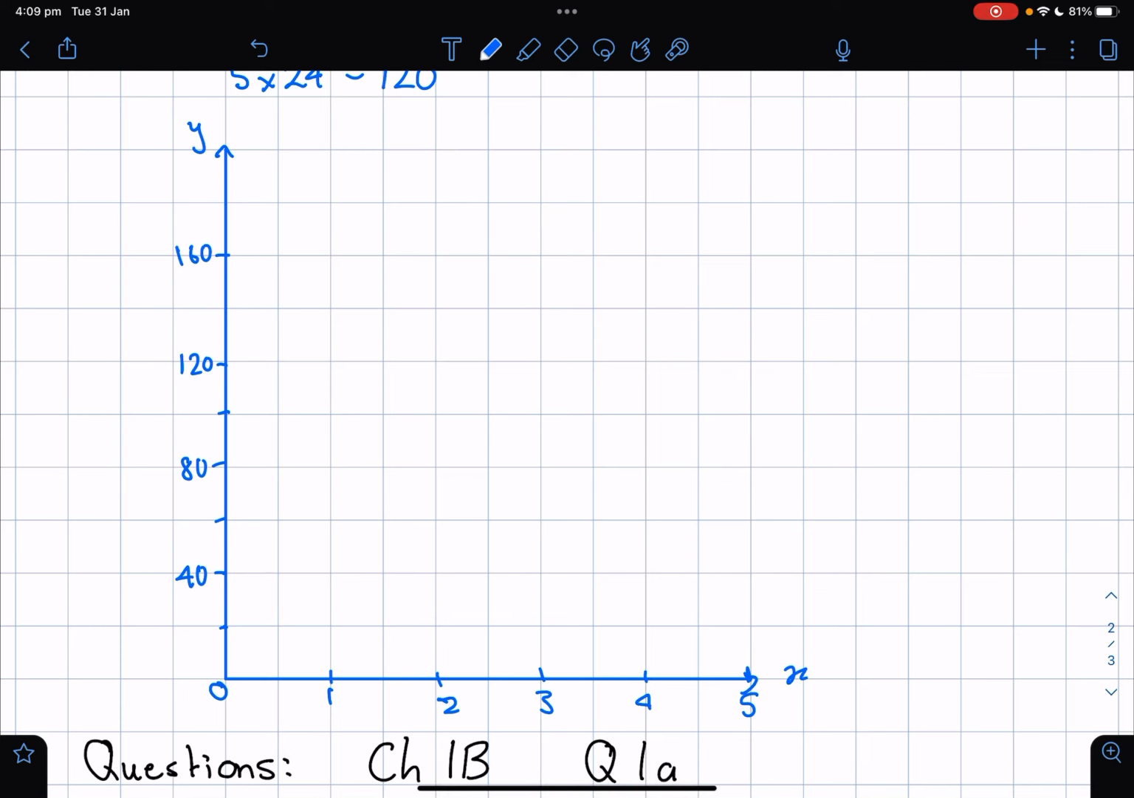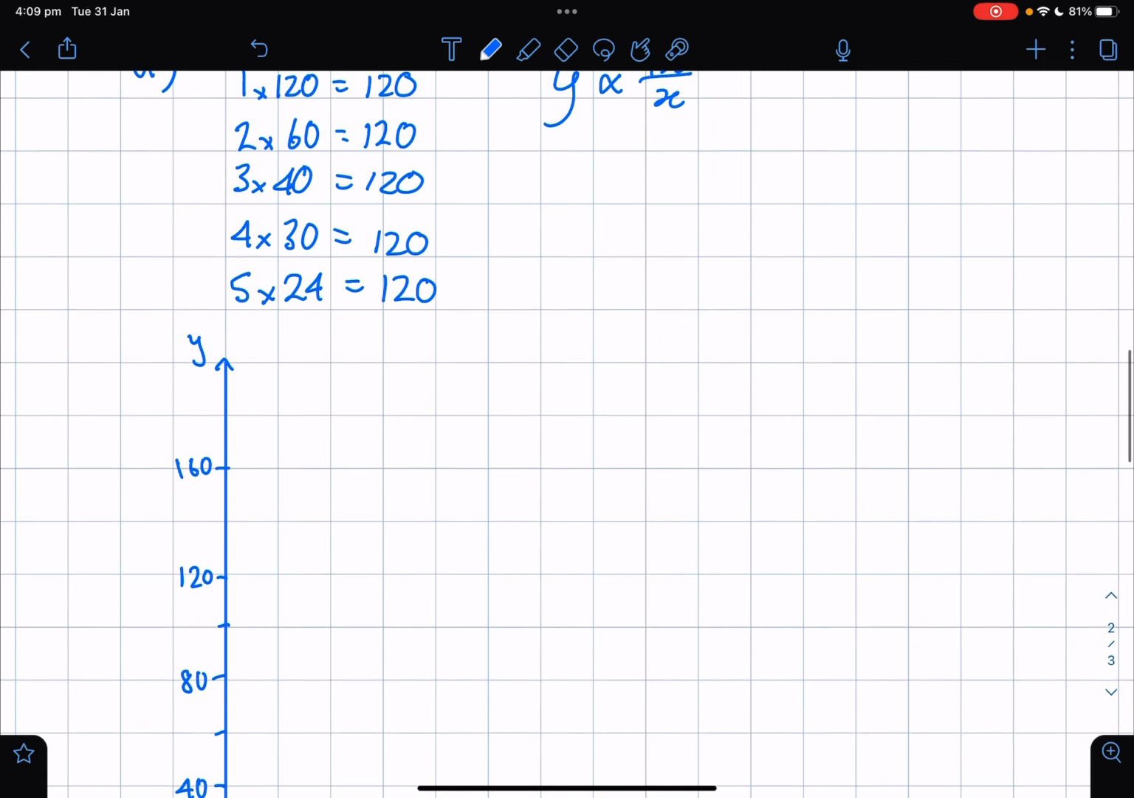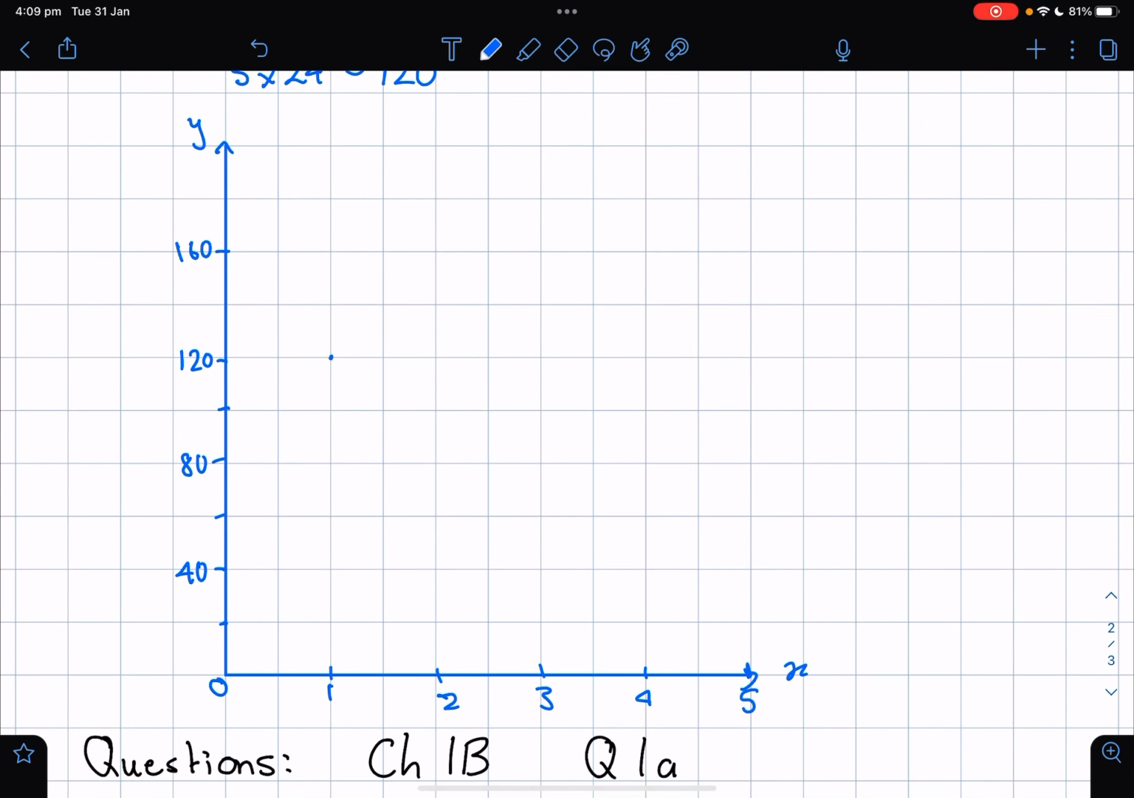160, okay? So at x equals 1, y was equal to 120, so we start there. At 2, it was 60. At 3, it was 40. At 4, it was 30. And at 5, it was 24. So let's draw a line connecting all of these points, and we'll see that it's not a linear relationship. It's this little curve here. And this is what our inverse proportionality curves look like.